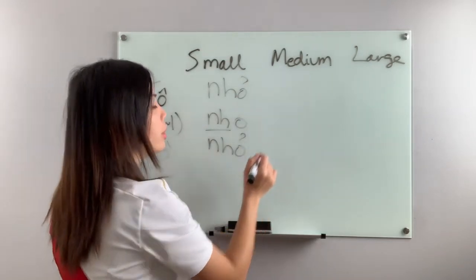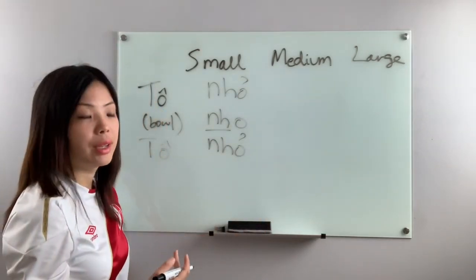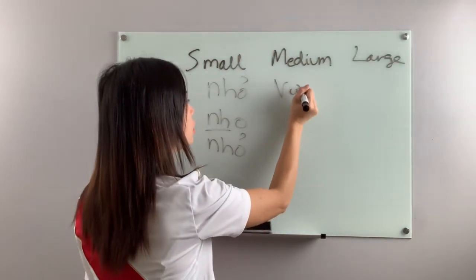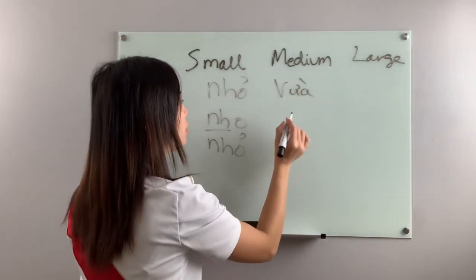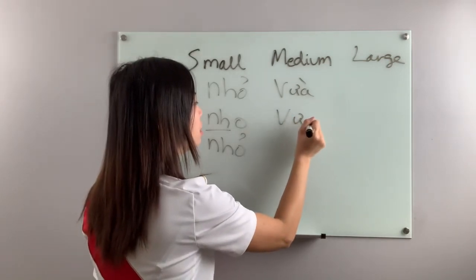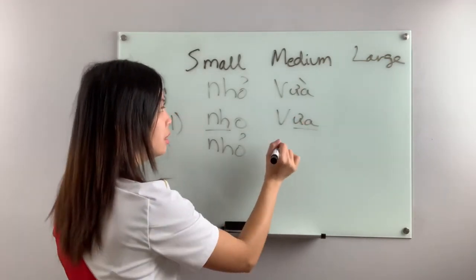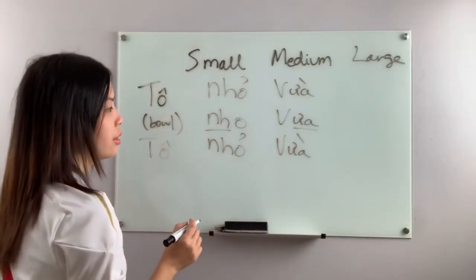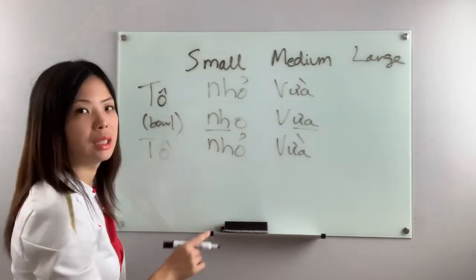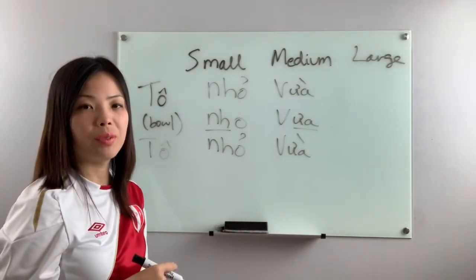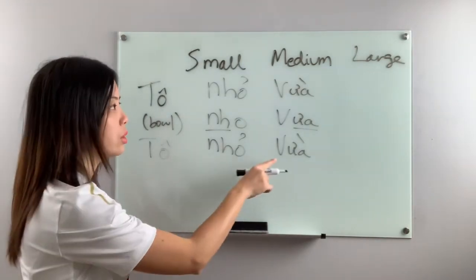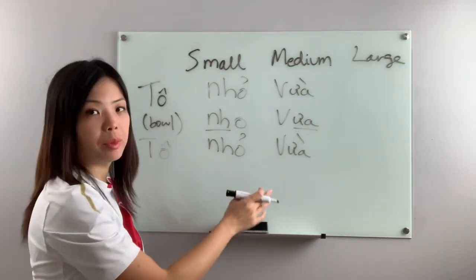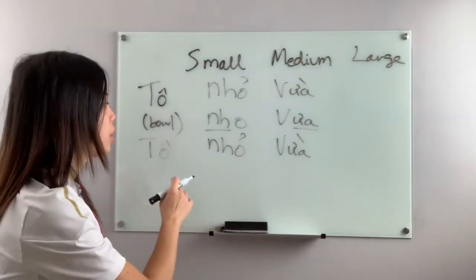And if you want a medium bowl, then you can say to the waiter, tô vừa. In America, if you go to a pho restaurant and want to order medium size pho, you can just say tô medium. They still understand you. Tô vừa.